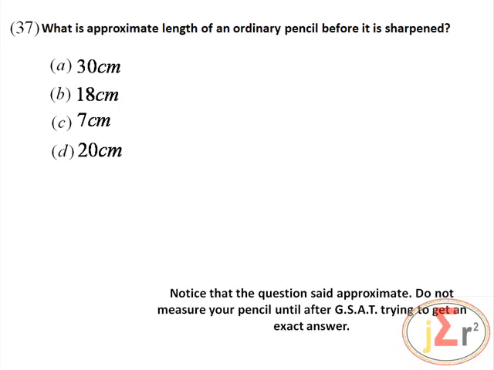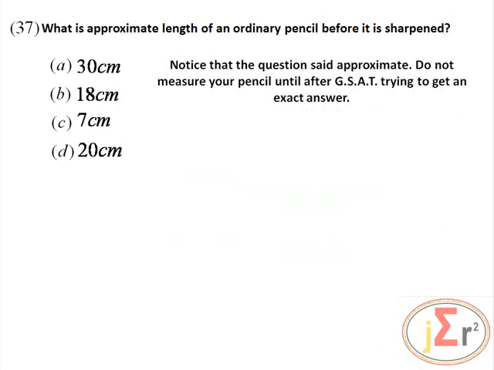So we have an ordinary pencil. Notice that the question said approximate. Do not measure your pencil until after GSAT, trying to get an exact answer. So it said ordinary pencil, so we need to consider an ordinary pencil. And it said also before it is sharpened. So your pencil that you have there, Jerry, that is 1.5 inches long, cannot work. So don't measure that one.